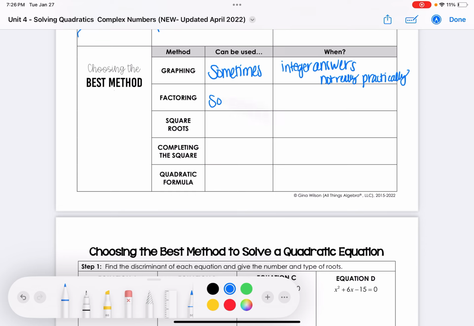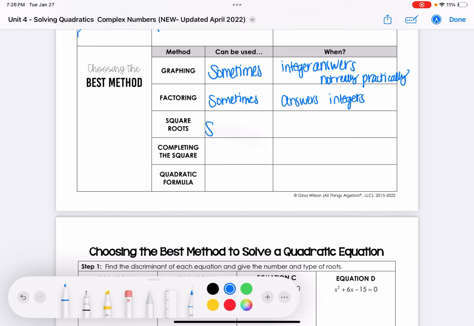Factoring, again, can't always be used, but it is used sometimes. Factoring is good when you have answers or roots that are integers, okay? And remember, integers are positive or negative numbers, not fractions. Typically, factoring is going to be good for that.